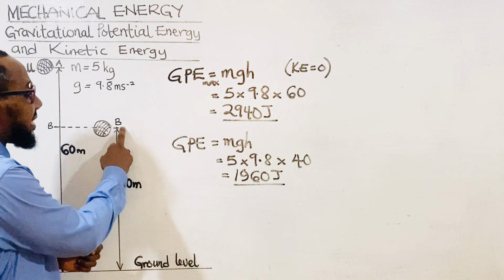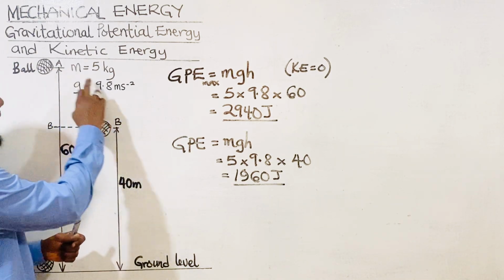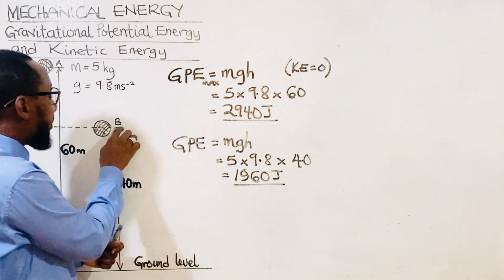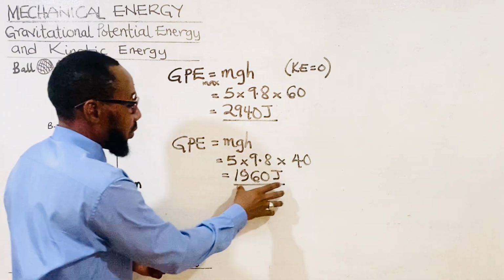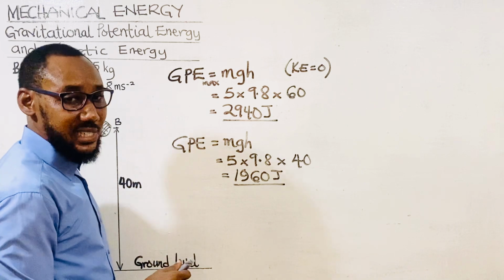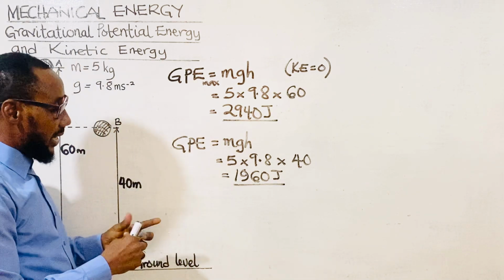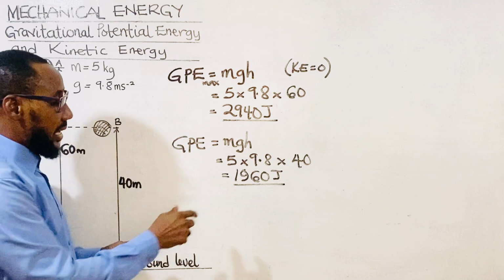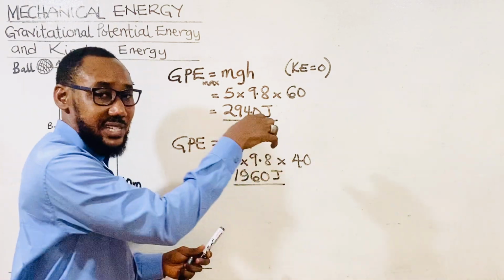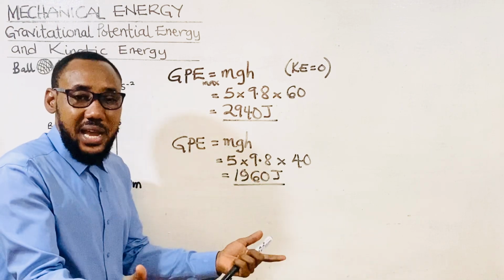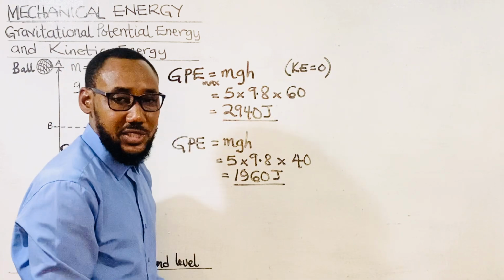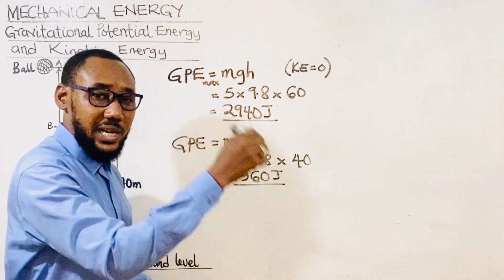So this is the gravitational potential energy at point B. The gravitational potential energy at point A is what we have as 2,940 joules. The gravitational potential energy at point B is what we have as 1,960 joules. So we can see that there is a significant reduction there. Why? Because the height has reduced. Therefore, the gravitational potential energy has reduced. So if the gravitational potential energy has reduced, what is the rest of the energy? The rest of the energy is what has been converted into kinetic energy.